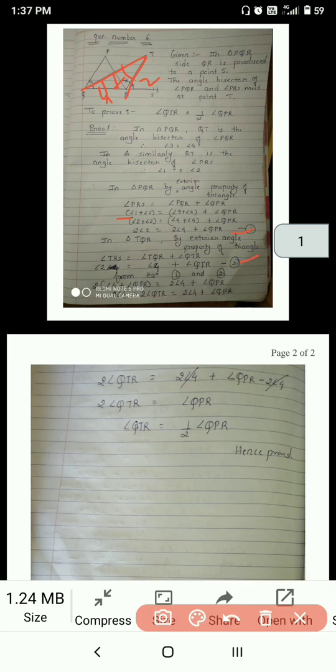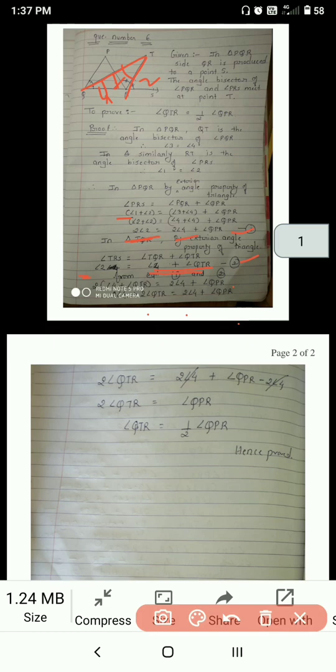Now keep the value of angle 2 in equation 1. When we keep the value of angle 2 in equation 1, what will we get? In place of angle 2 we keep that value. So twice of angle 4 plus angle QTR inside the bracket is equal to twice of angle 4 plus angle QPR. Now multiply by 2. Then you will get twice of angle 4 plus twice of angle QTR equal to twice of angle 4 plus angle QPR.